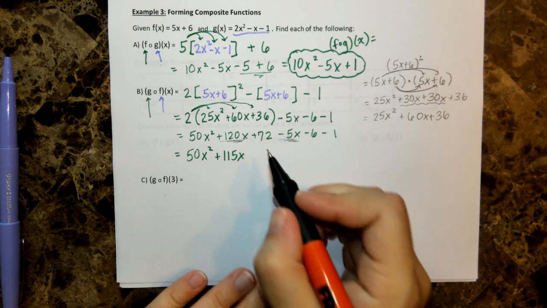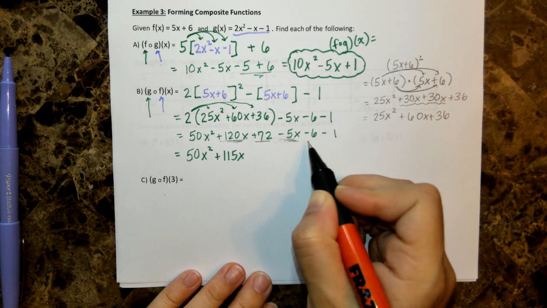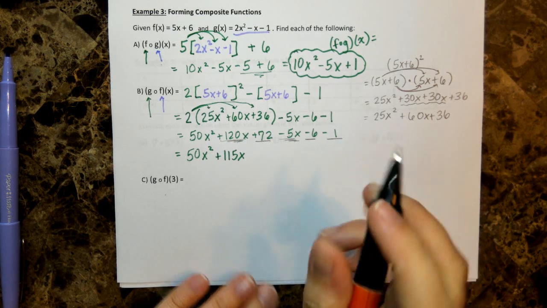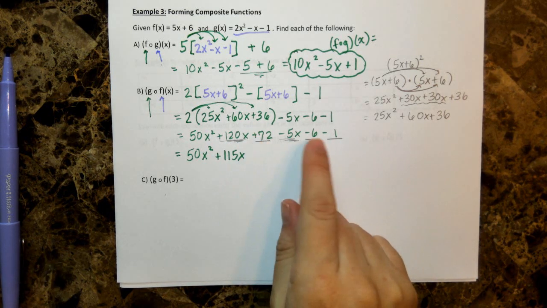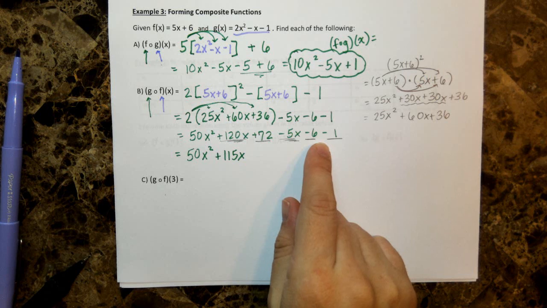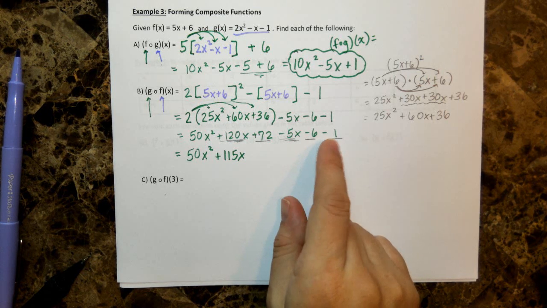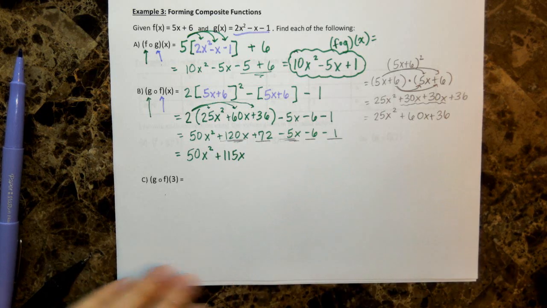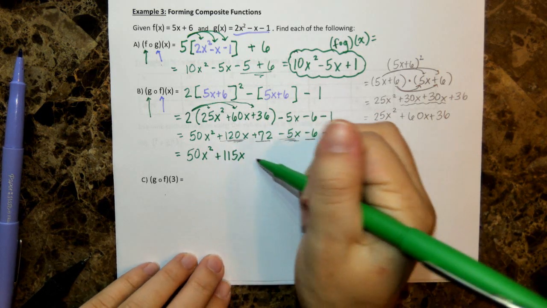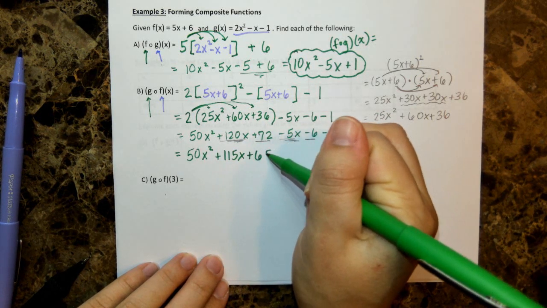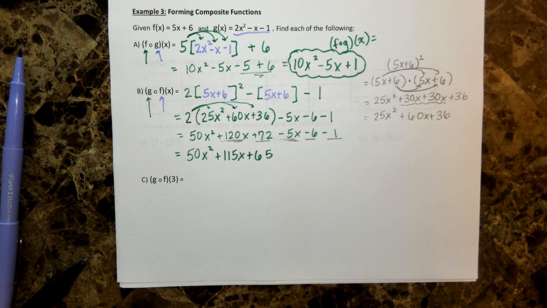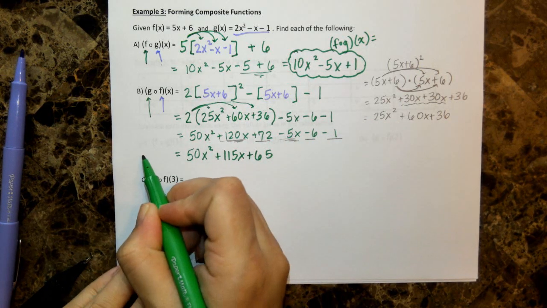We have some constants that we can combine. 72 minus 6 minus 1. 72 minus 6 is 66. Minus 1 is 65. So this would be plus 65. And that would be our final answer.